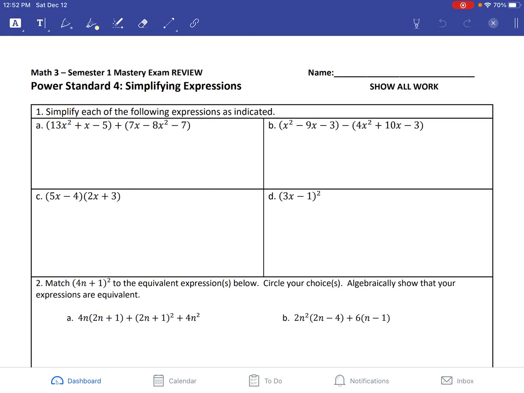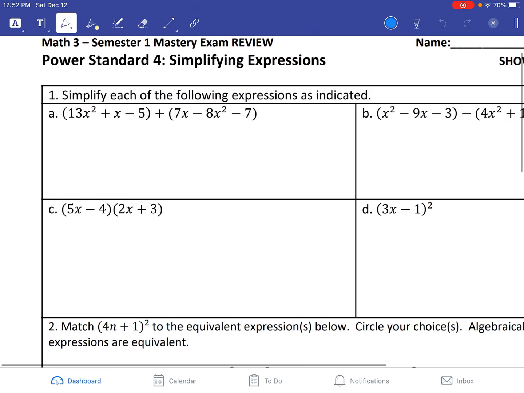This is the video key for Power Standard 4 for Math 3. So let's get into it. First thing we're going to do is simplify the expressions.